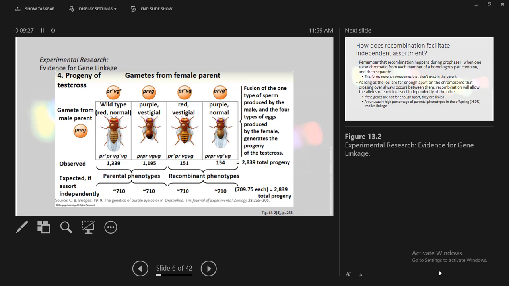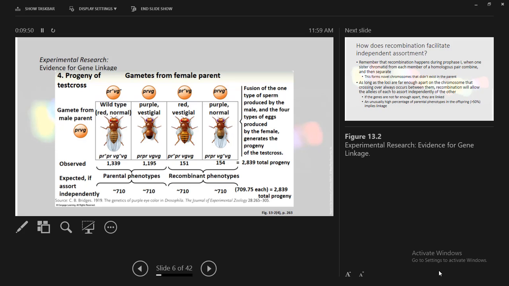These are unique combinations. We call these offspring recombinant offspring, because the only way to get that is to actually have crossing over happen when mom's making gametes to mix the 2 chromosomes that she has. So that's where we get recombinant phenotypes. And then here, these are parental. This is exactly what mom had. This is exactly what dad had. Okay? Exactly what mom had.